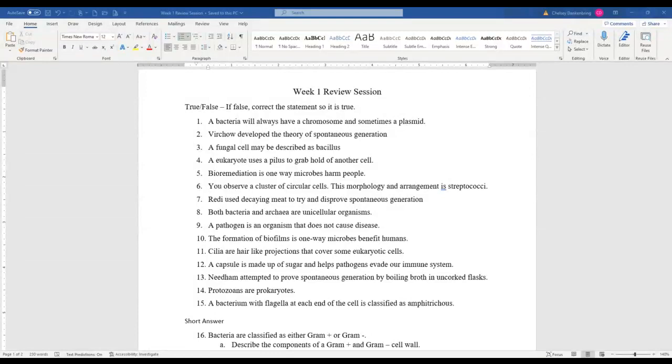Now, whenever you see the word always in science, you need to make sure you read it a couple of times. Very few things are always. But chromosome is a fancy word for DNA. All living things have DNA, right? That's the genetic material. That's what makes us who we are. Can somebody tell me what a plasmid is? You can either come off mute or you can type it, whatever you prefer.